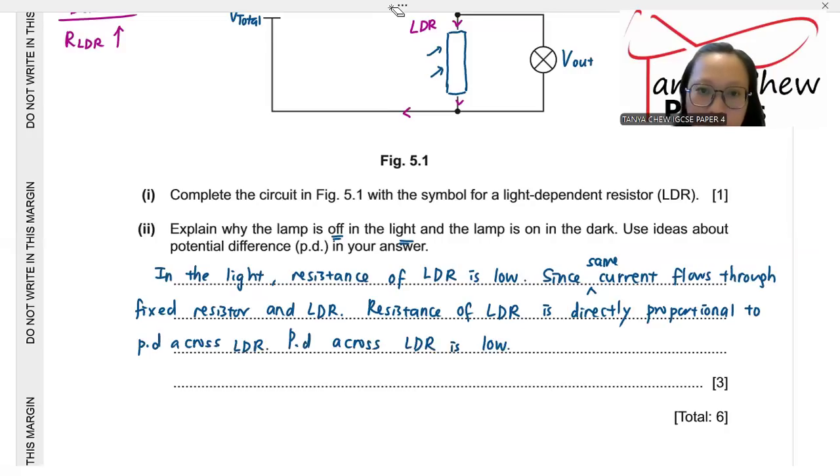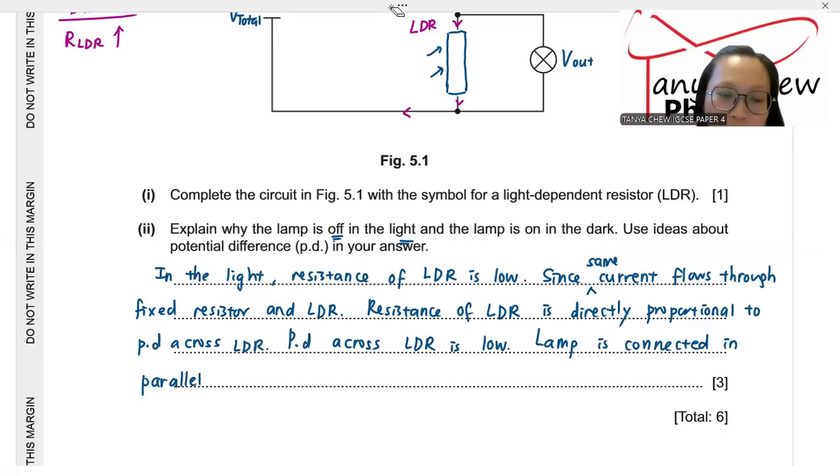And the lamp is connected in parallel. Now only you see the lamp parallel to LDR. I explained actually more than 3 marks. I want you to understand. That is why I explained this much. I will highlight the keywords that you are supposed to explain for 3 marks later. So don't worry about that.